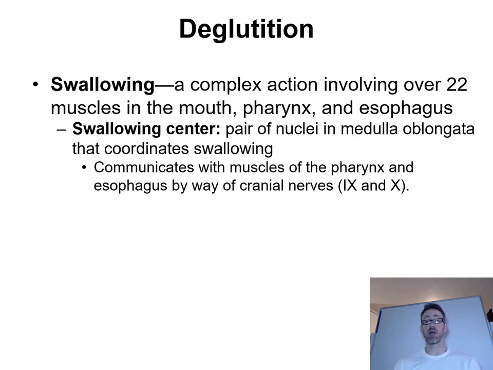Deglutition is actually the process of swallowing. It's a complex process that involves various muscles of the mouth, pharynx, and esophagus all working in a coordinated way, and it requires a swallowing center, which is some nuclei found in the medulla oblongata, or in the brainstem. This helps with communication and coordination between the various muscles, and that happens via cranial nerves 9 and 10. So the glossopharyngeal nerves, right? For the tongue and the pharynx, and the vagus nerve.